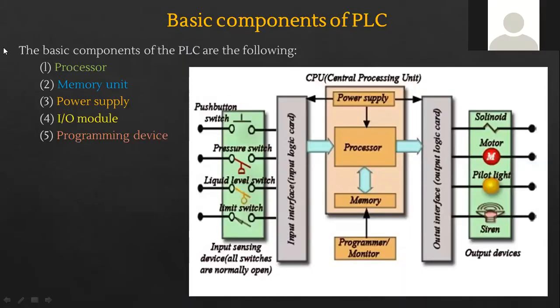And here you have the basic components. Okay. The basic components of PLC. So you see, it has 5 basic components. You have a processor, memory unit, power supply, input output module, and programming device.